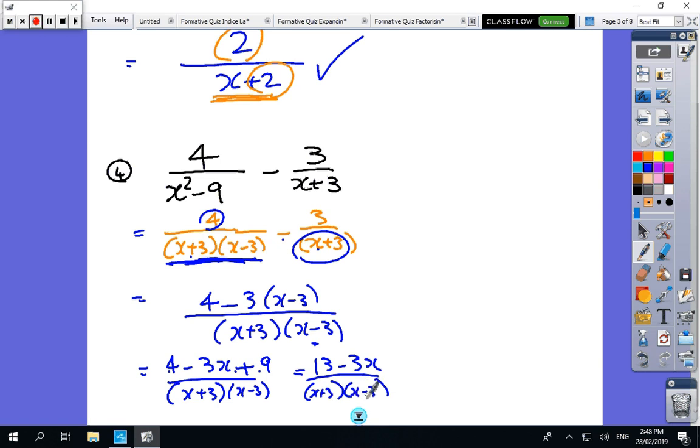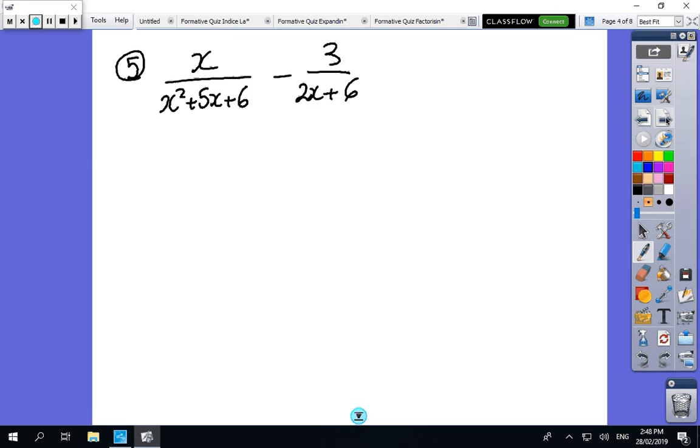And that's your final answer. Don't expand out the denominator. Okay, you've got to look for a common denominator, have a go, and when you're ready, come back.